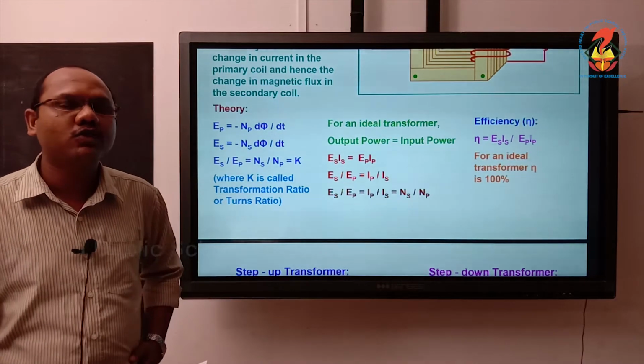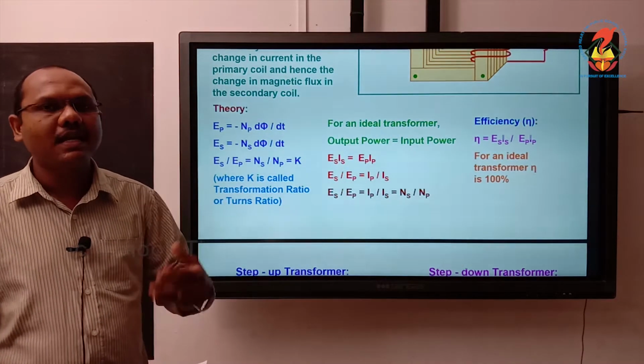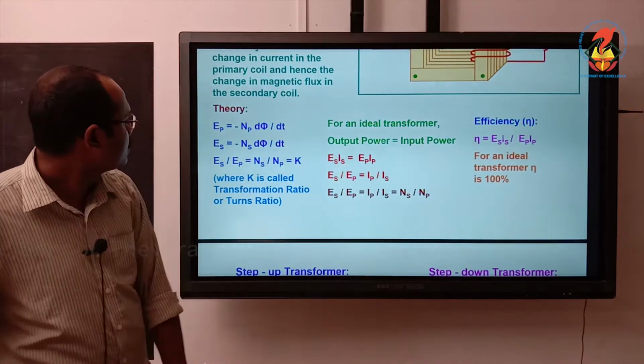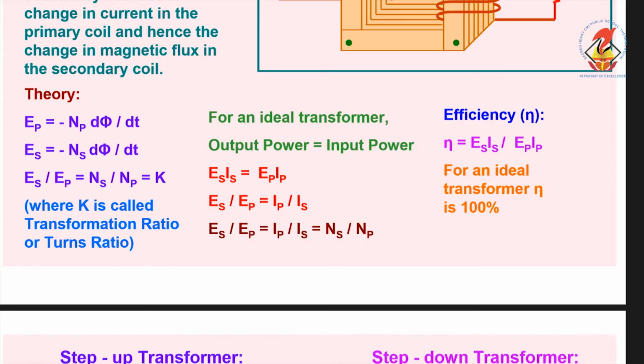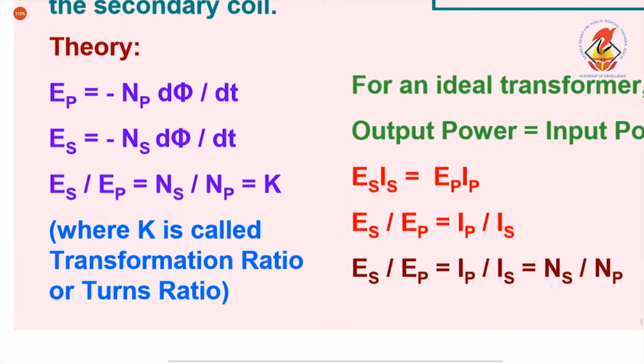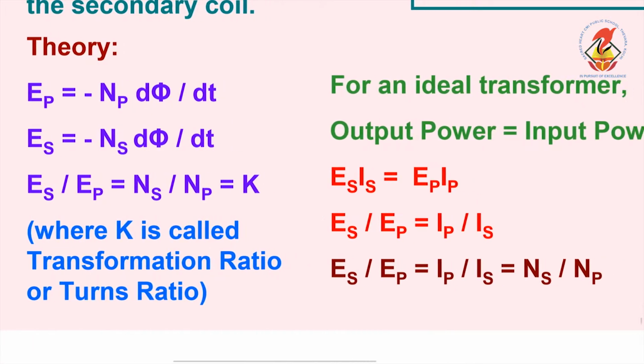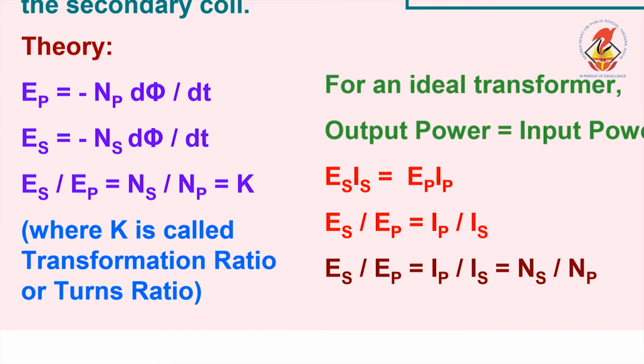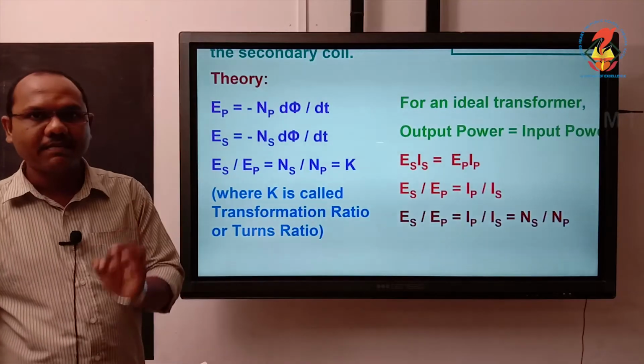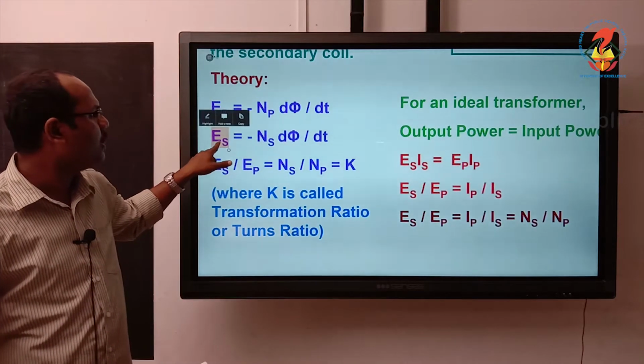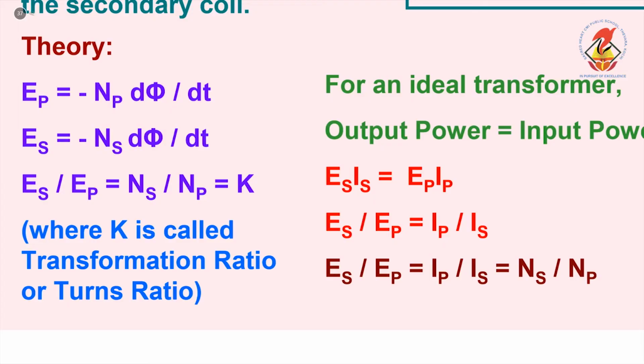When a current flows through the primary coil, there is an induced EMF created. So the induced EMF in the primary is equal to minus NP into d phi by dt. Similarly, the EMF induced in the secondary is equal to minus Ns into d phi by dt. So you got two equations.